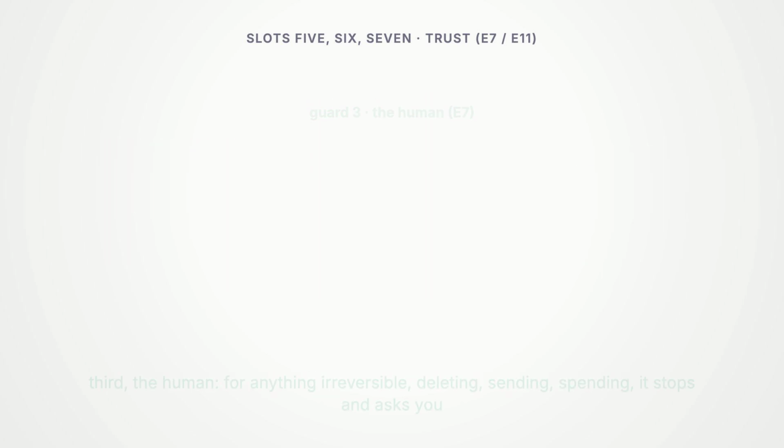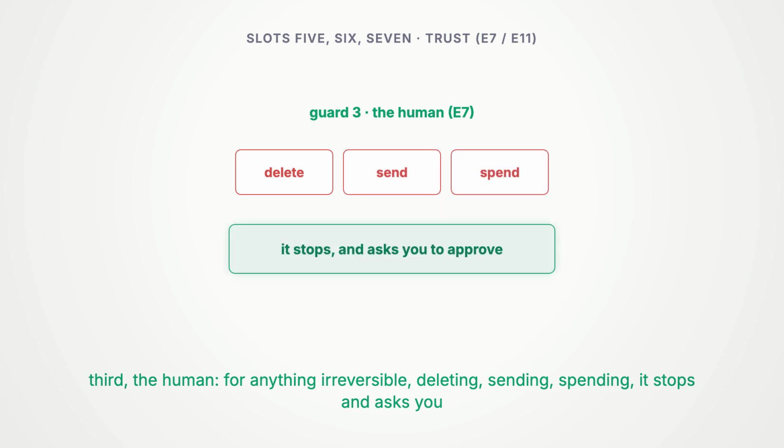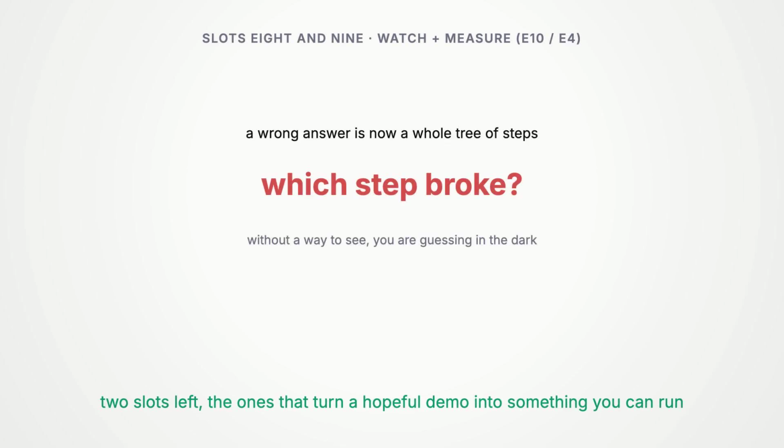And third, the human from episode 7 again. For anything irreversible, deleting, sending, spending, the assistant does not just do it. It stops and asks you to approve. None of these makes the model one bit smarter. Every one of them is a piece of the system, and together, they are what the word trust actually means here. 2 slots left, and they are the ones that turn a hopeful demo into something you can actually run.